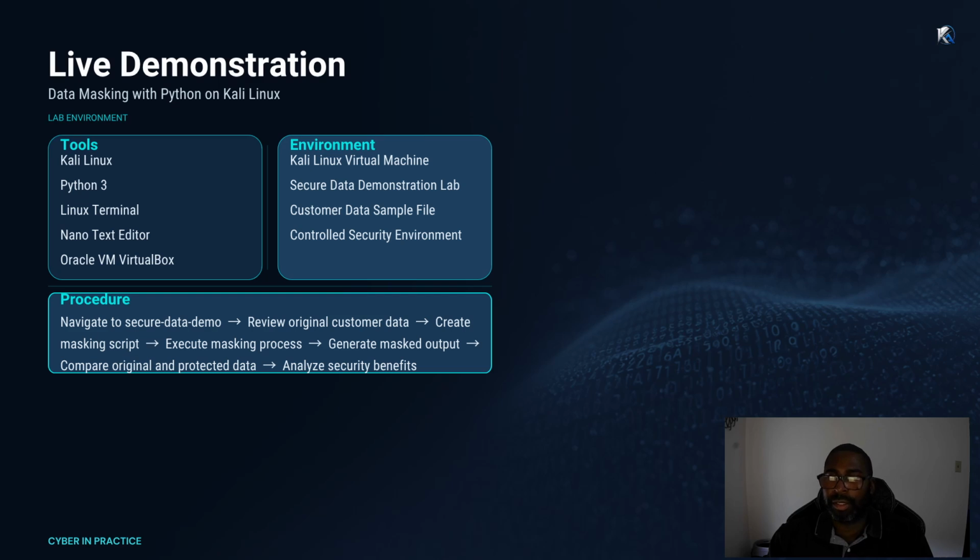For this exercise, I'm using a Kali Linux virtual machine with Python and a sample customer data set. I chose Python because it allows organizations to automate masking rules consistently across large databases, reducing manual effort and human error. Let's move on to the demonstration and see the concepts in action.